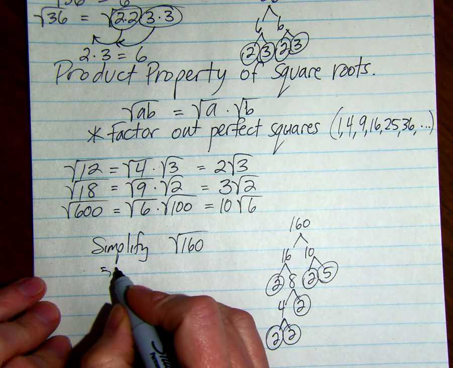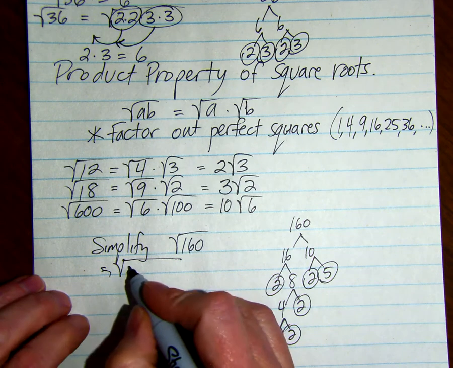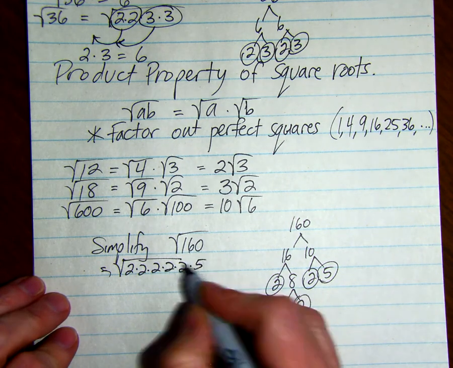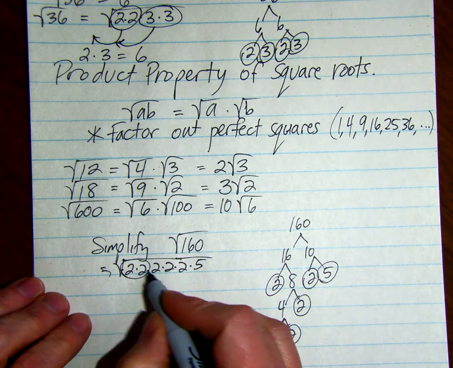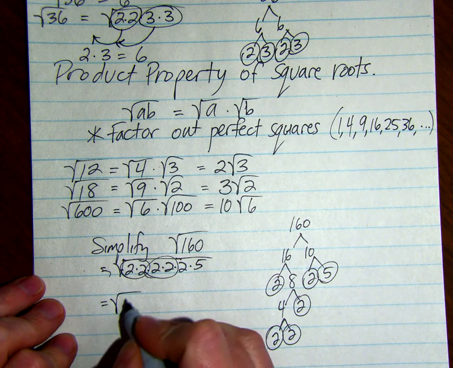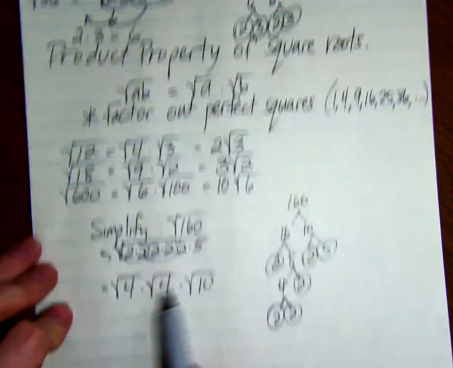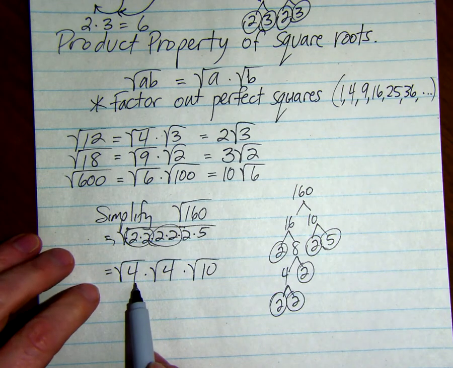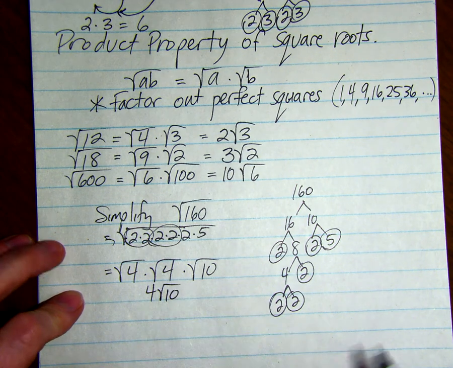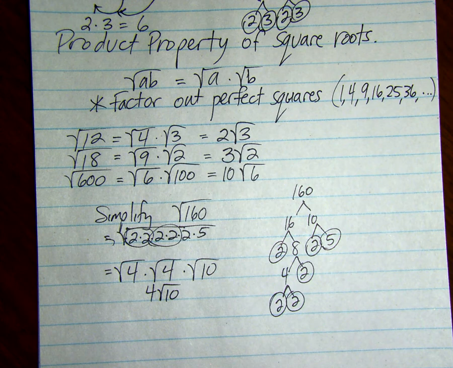So the square root of 160 is 5 2's and a 5. So our perfect squares are 4 and 4. So we have the square root of 4 times the square root of 4 times the square root of 10. So that would be 2 times 2 is 4 square roots of 10. So the square root of 160 simplifies to 4 square roots of 10.